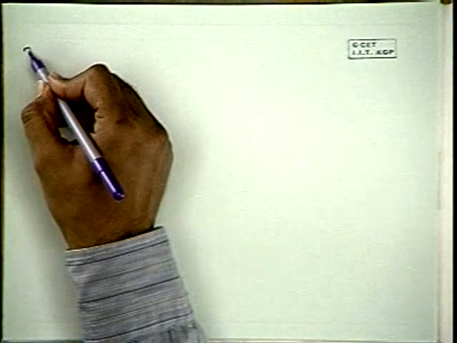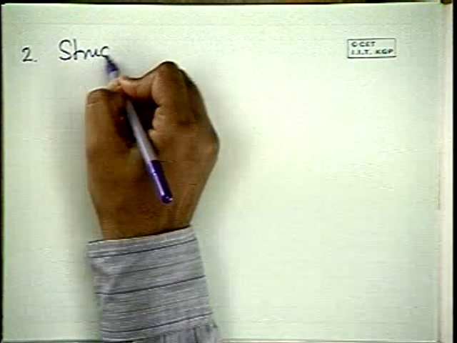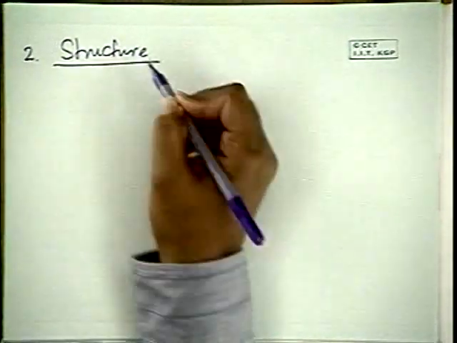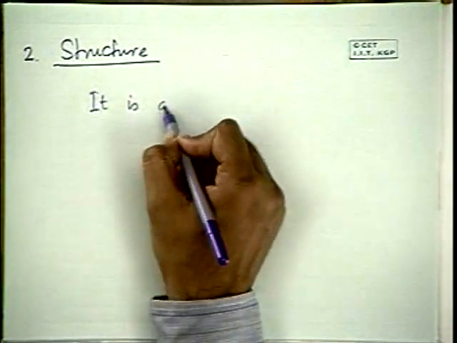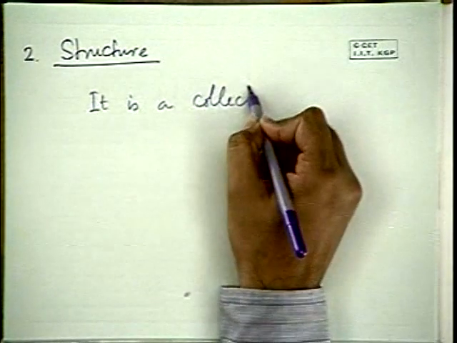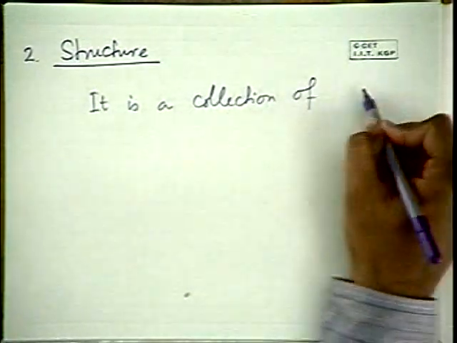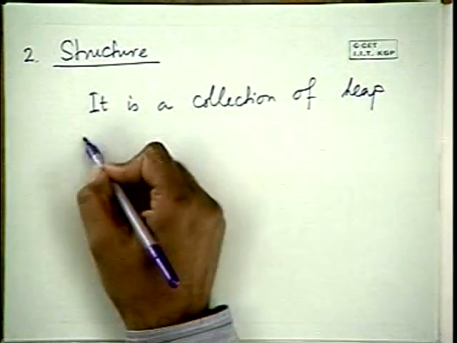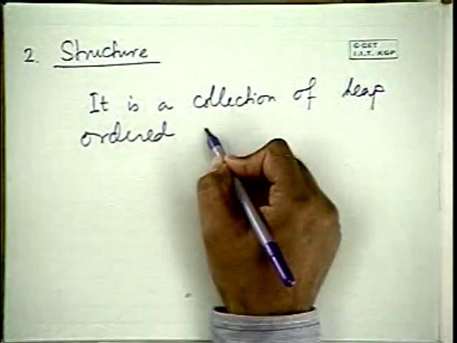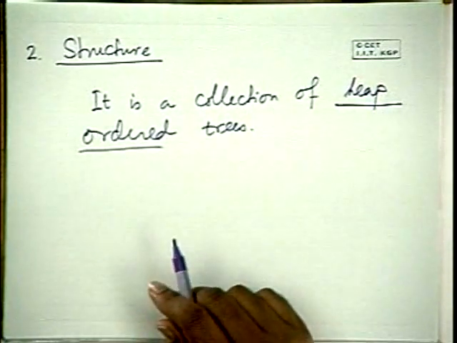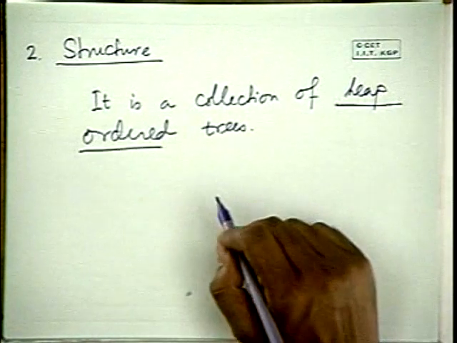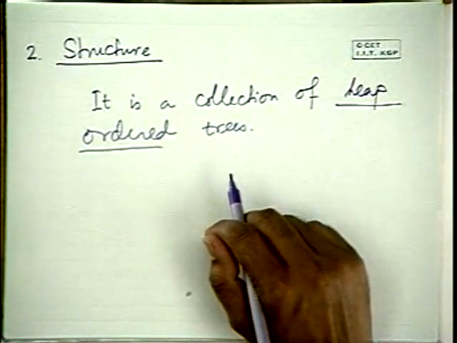So what is the structure of this? The structure of this Fibonacci heap is as follows. It is a collection of heap ordered trees. I will tell you what is a heap ordered tree. You know it already. So it's a collection of heap ordered trees. What is a heap ordered tree? Heap ordered tree is again a tree where each node has the key value less than or equal to all its children. That's what it is, heap.